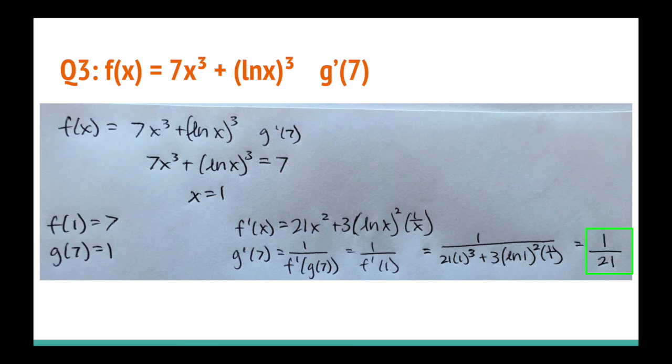Now we have to find the derivative of f of x, which should be 21x squared plus 3 times ln x squared times 1 over x. Now we plug in 7: g prime of 7 equals 1 over f prime of g of 7, which equals 1 over f prime of 1. If we substitute 1 into f prime of x, we get 21 times 1 squared plus 3 times ln 1 to the power of 2 times 1 over 1, which should equal 1 over 21.